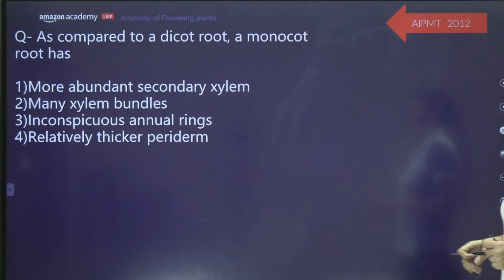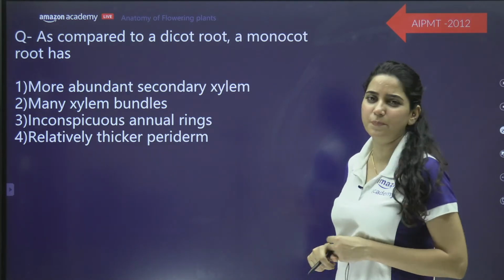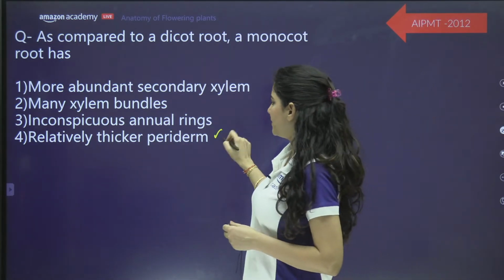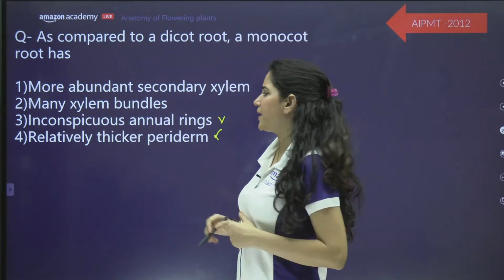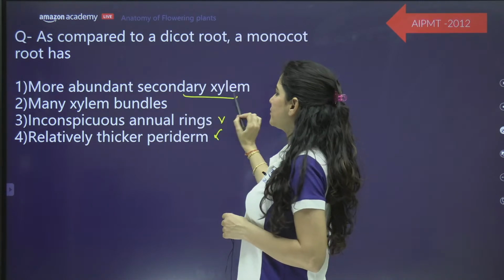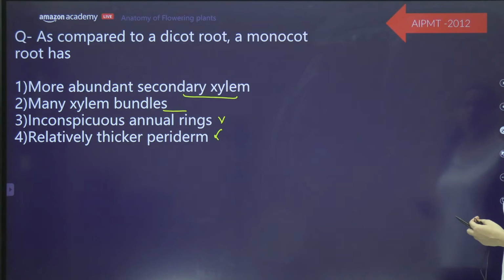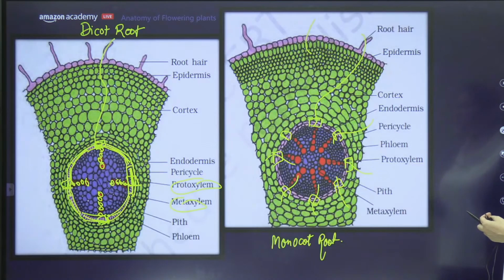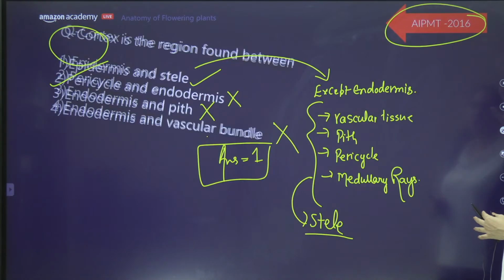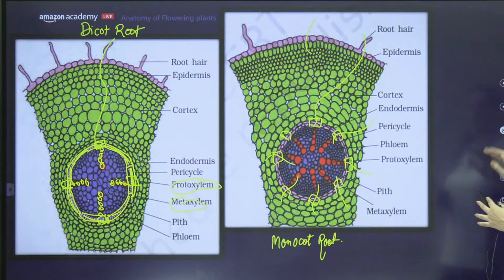More abundant secondary xylem, many xylem bundles, inconspicuous annual rings, relatively thicker periderm. Obviously, ये दोनों तो अपने आंसर ही नहीं लेने हैं. एनुअल रिंग पे कहाँ पहुंच गए, पेरिडर्म पे कहाँ पहुंच गए. ज्यादा से ज्यादा सवाल हो सकता है सेकेंडरी xylem और xylem bundle. If you see in case of monocots, don't you find that the vascular bundles, the patches of vascular bundles are more? The patches of vascular bundles are more.